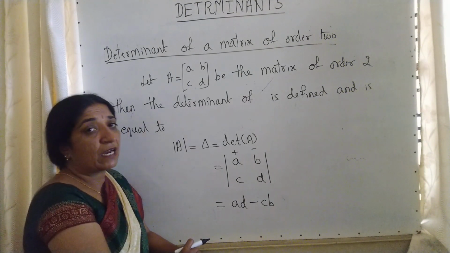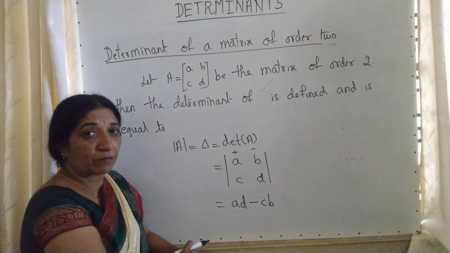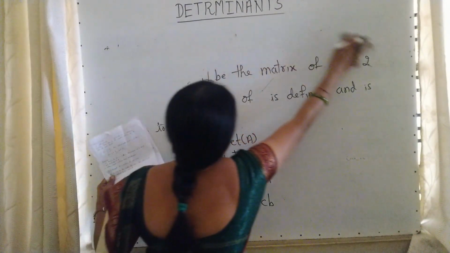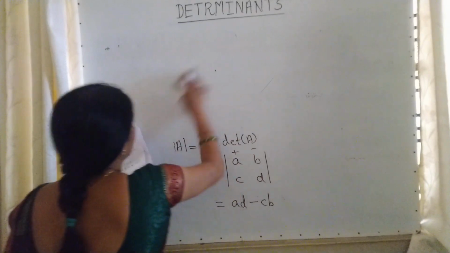So now we will start the examples. So along with me you are writing, no? Write down. So that's why I am explaining very slowly. Write down the examples.